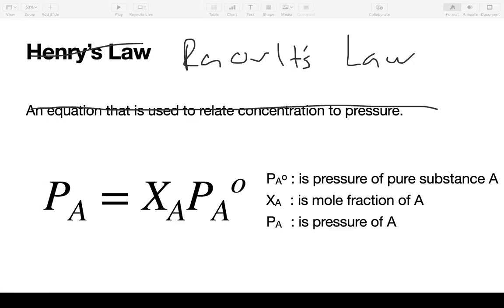So you can see here on the right side, I've written the P naught of A. That little circle means "not." So the pressure of pure substance A is PA naught. And then XA, the mole fraction, which you should be familiar with. And then PA, which will be the pressure of A once all of it is solved through. So, let's jump to the next slide.